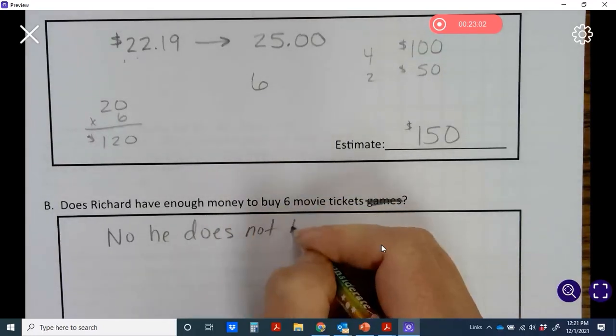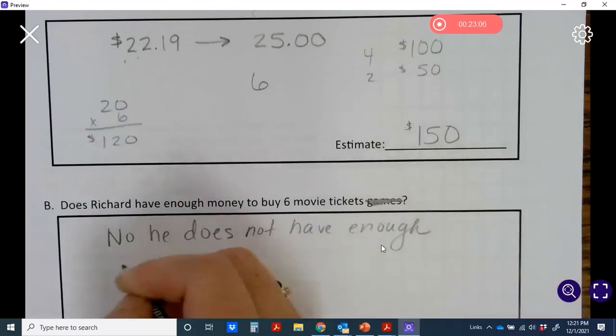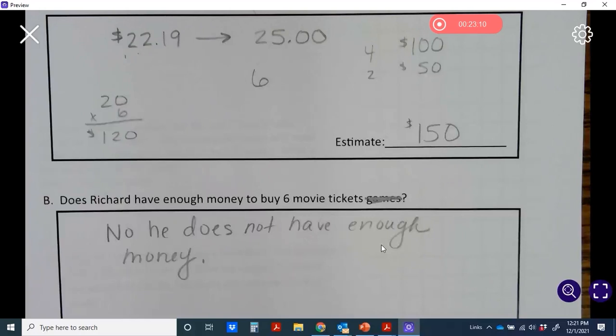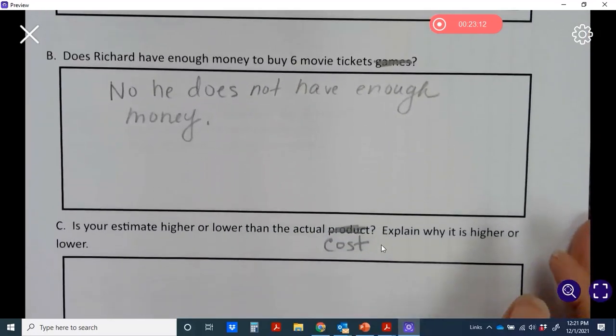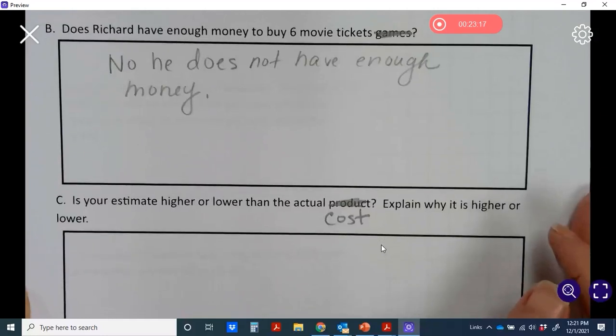Not have enough money. Okay. Is your estimate higher or lower than the actual cost? Explain why it's higher or lower.